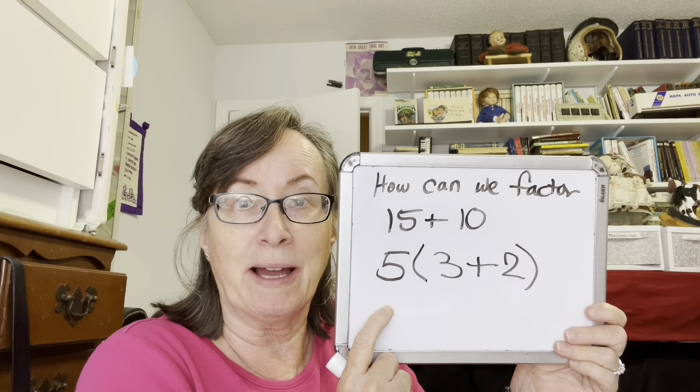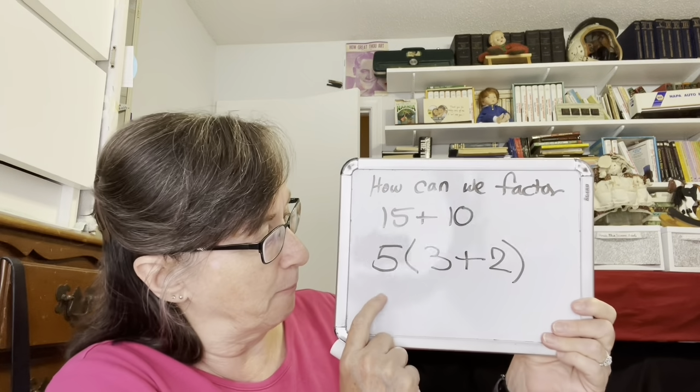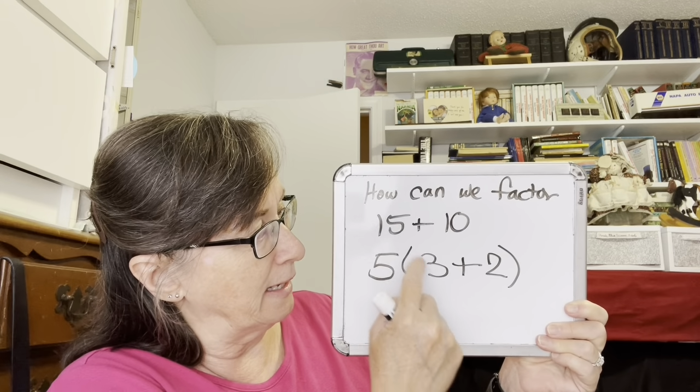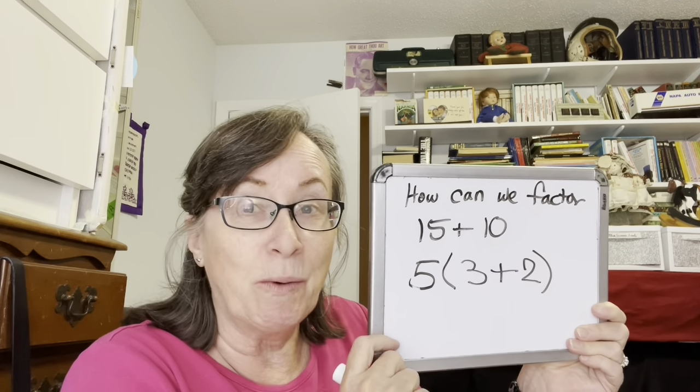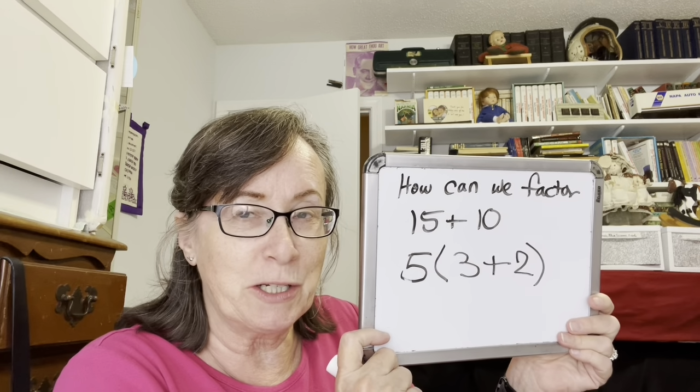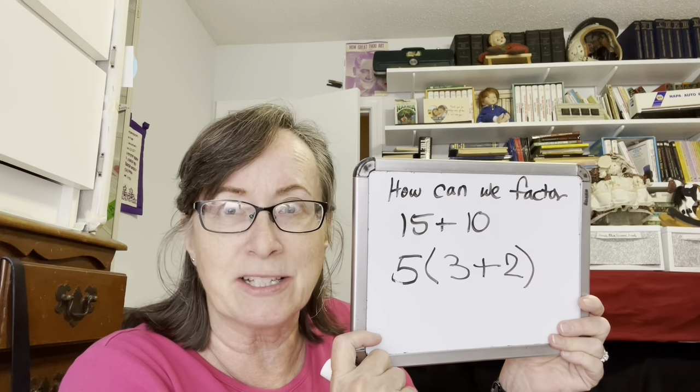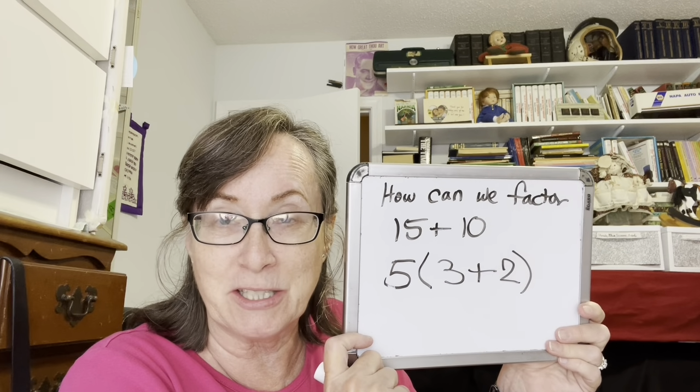Now, let's turn around and distribute it back again. 5 times 3 is 15. 5 times 2 is 10. When we factor an expression, we should be able to turn around and redistribute it and get back to what we started with. So you can check your own work.